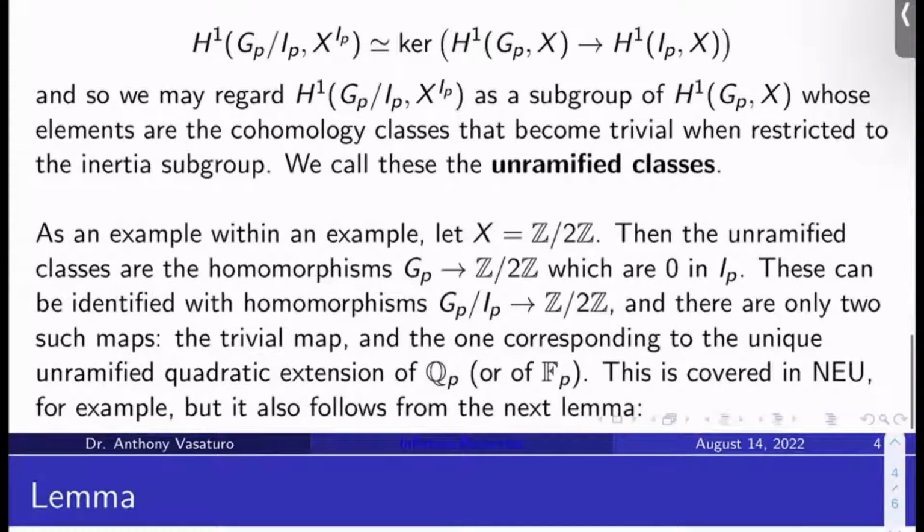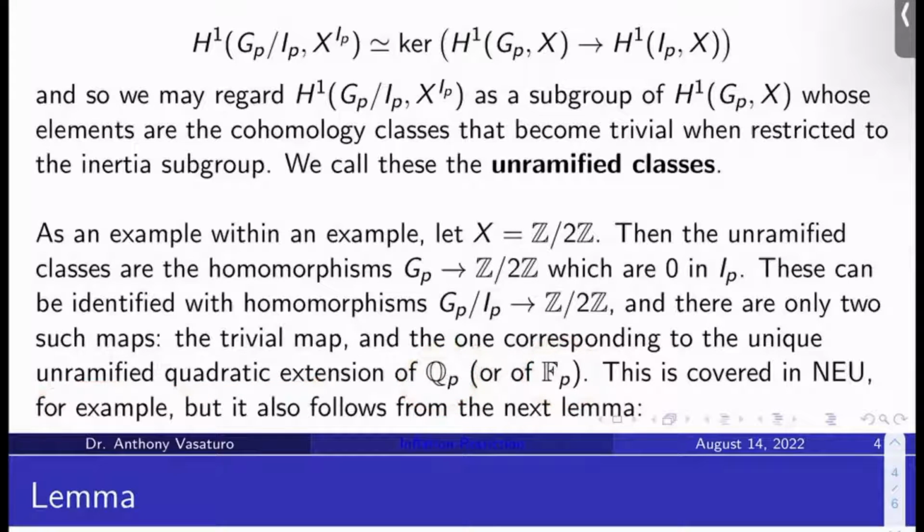Okay, so as an example, let's let X equal Z mod 2Z. Let's just keep it simple. What are the unramified classes here? Well, they're the homomorphisms GP to Z mod 2Z which are 0 on IP by this discussion we just had. And these can, of course, be identified with homomorphisms from GP mod IP to Z mod 2Z. And there are only two of these, the trivial map and the one corresponding to the unique unramified quadratic extension of QP, or of FP, if you like.